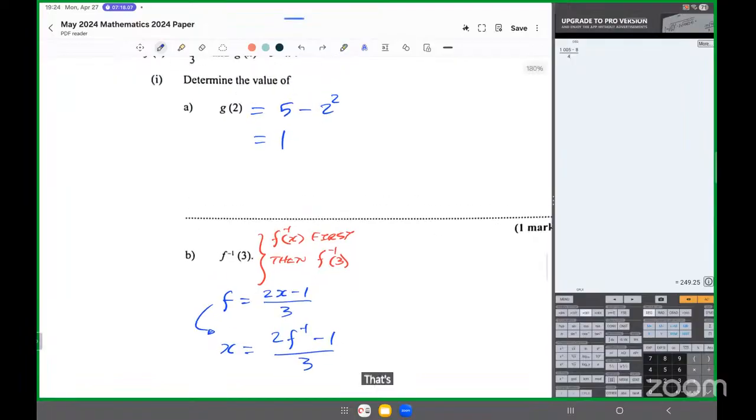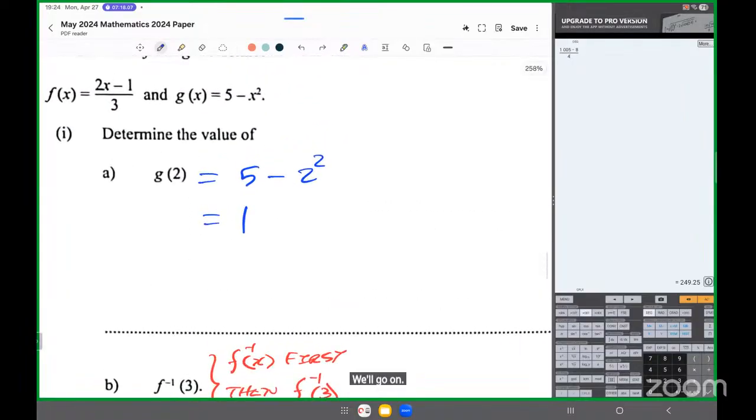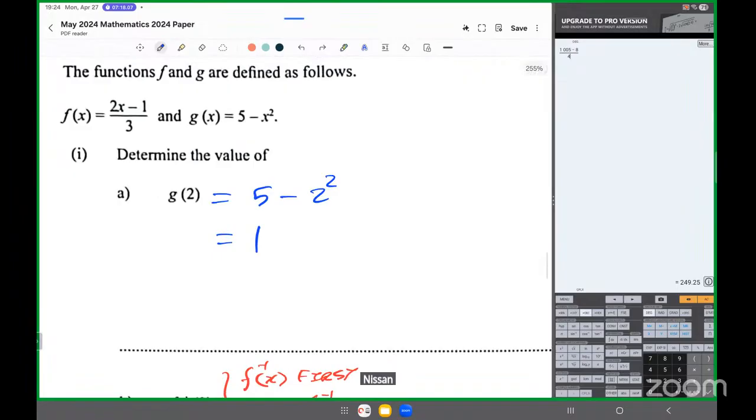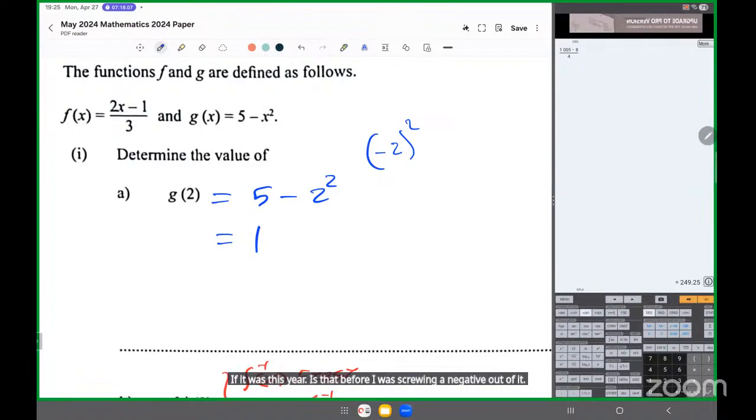No, because you're not squaring the negative. You're not squaring that. You're only squaring the 2. The 2 is not on the negative; the square is only on the 2. If it was the other way, you would be squaring the negative as well. See that? So you're only squaring the 2. You good? All right.